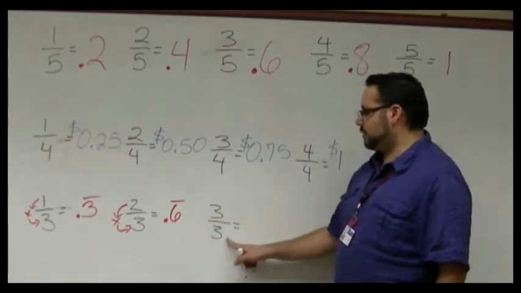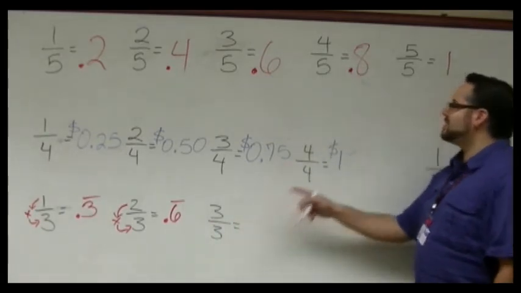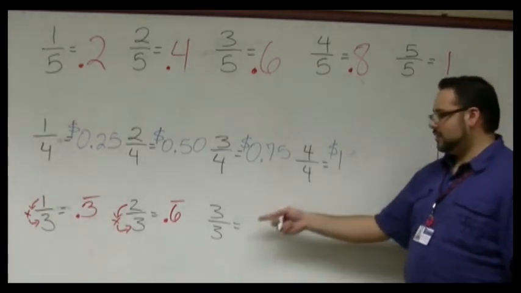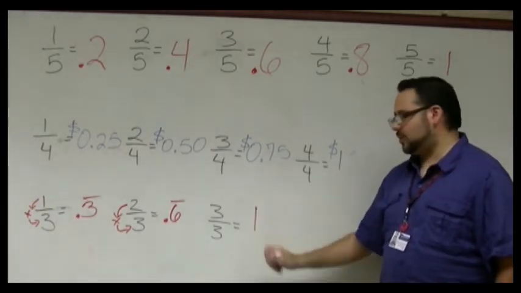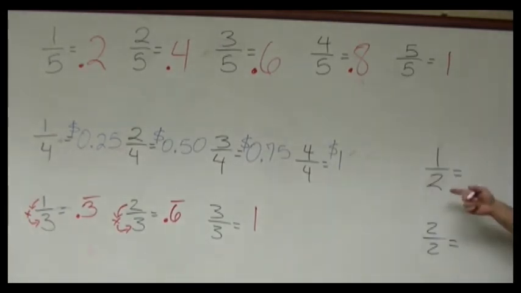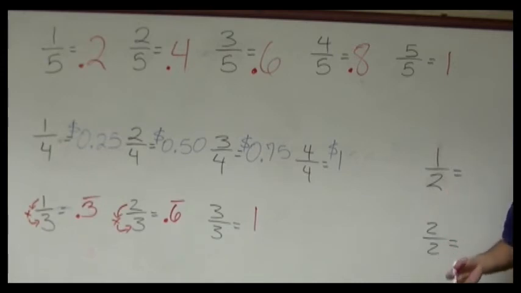And then if you have 3 over 3, you guessed it, same thing as 5 over 5, same thing as 4 over 4. 3 over 3 is 1 whole. Okay? Last line of the fraction song. If the bottom is a 2, it's just 50 cents. Kind of like half a dollar. What's half a dollar? 50 cents.